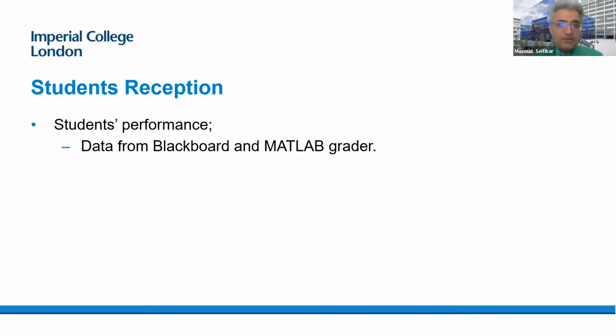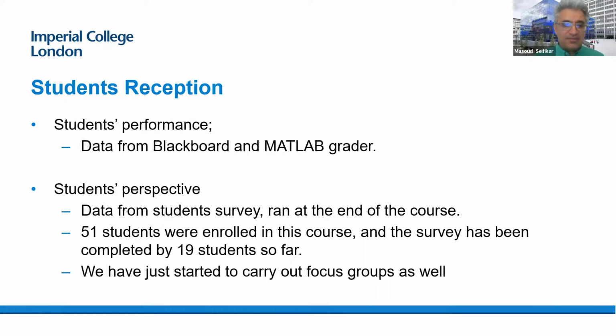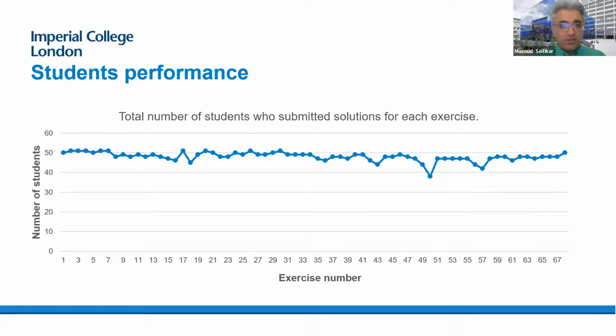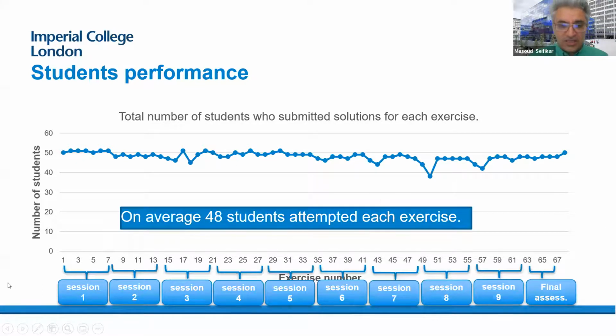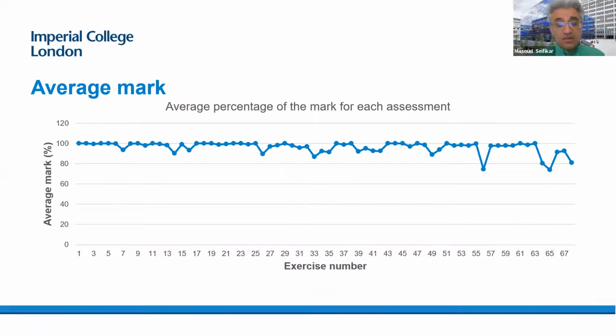Now I will go to how the students did with this. First, the data from Blackboard and Matlab Grader and the survey that we ran, and 90 students up to now submitted a result for this survey. First of all, students did very well in submitting all the questions. I had 67 exercises in total, and on average, 48 students attempted each exercise, and that was very valuable. Not only did they attempt that, they got good grades as well.